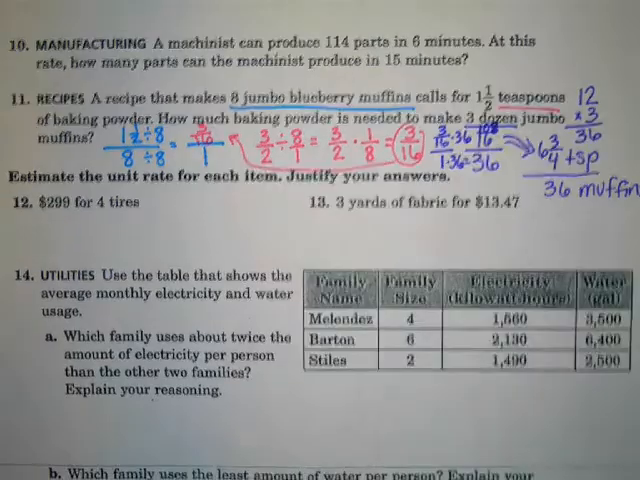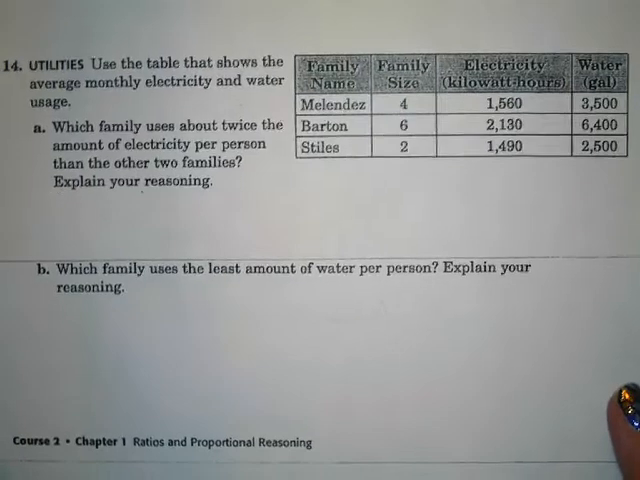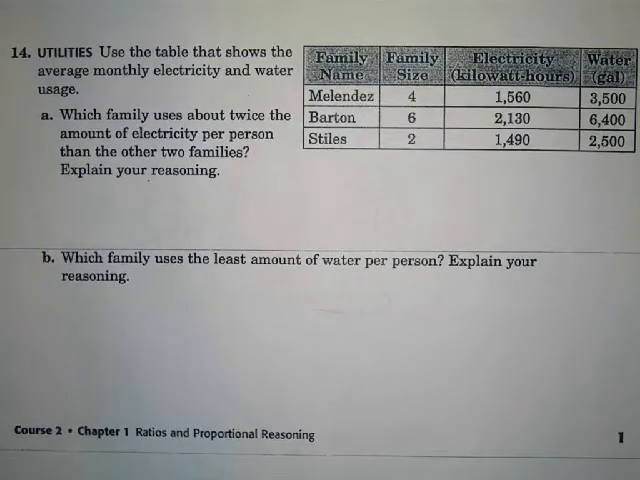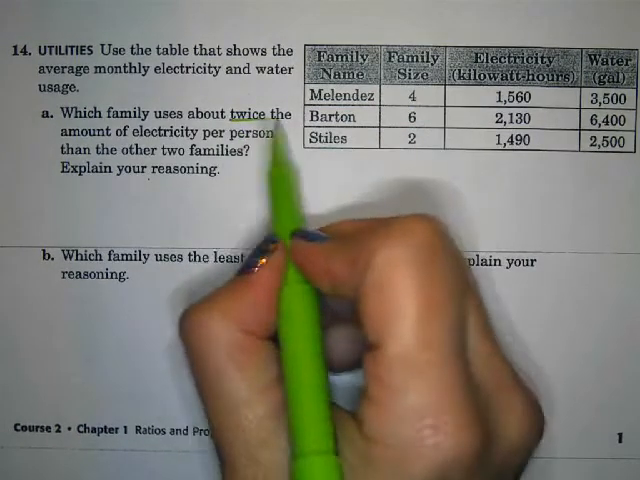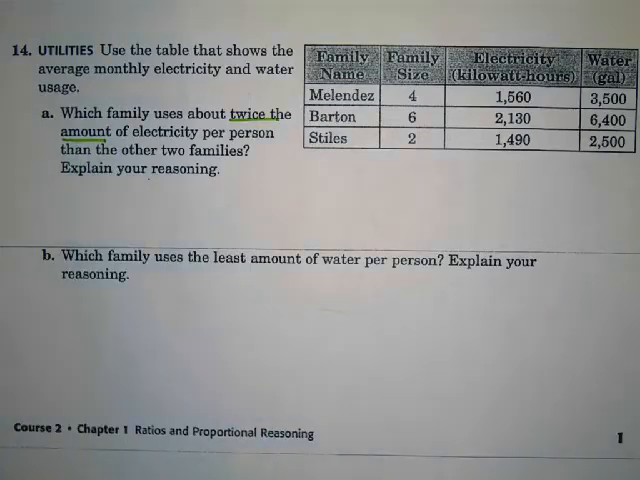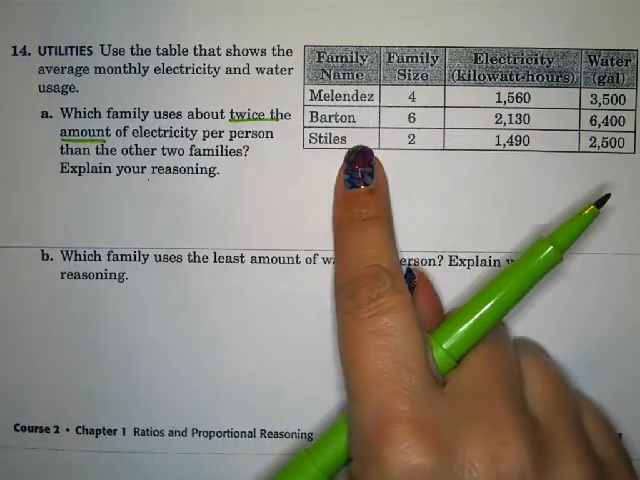Then when you get to the bottom of our worksheet, number 14, it's a 2-part question. I'm going to get you started on it, but I'm not going to give you the answer because I want you to really be thinking through all of those things. We're going to use the table that shows the average monthly electric and water usage. For A, it says which family uses about twice the amount of electricity per person than the other 2 families. Explain your reasoning. So we've got 3 families here.